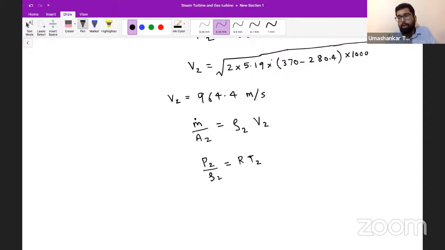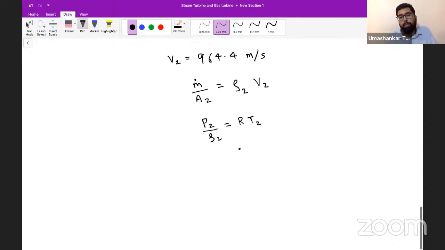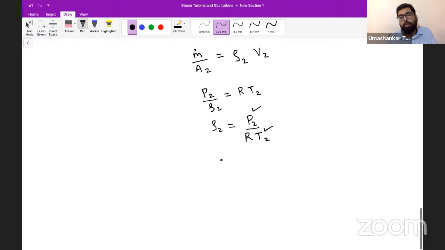Is that clear or not? P2 by rho2 is equal to RT2. So from here we can find the value of rho2, that is equal to P2 by RT2. Here you put the value of P2 and the value of T2, and you will find the value of rho2.